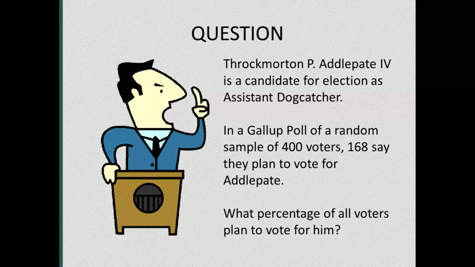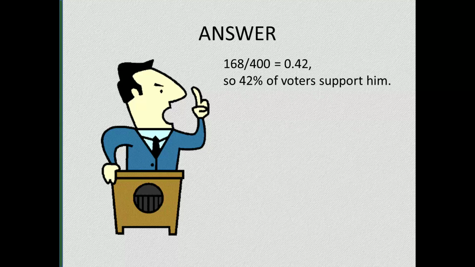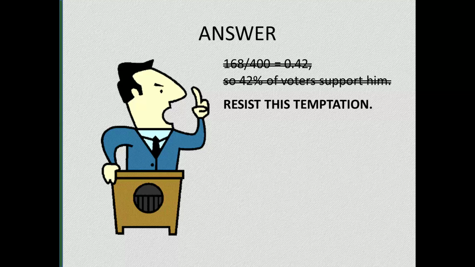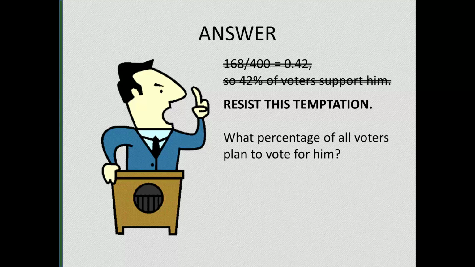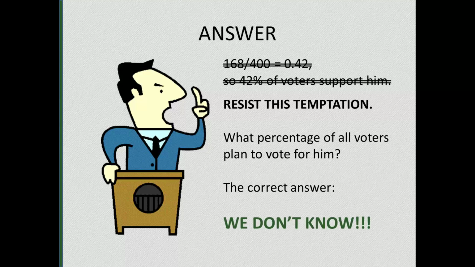Now, you may be tempted to answer the question, well, 168 over 400 is 0.42, so it looks like 42% of voters support him. You may be tempted to answer that way, but you need to resist that temptation. Why? Remember the question. The question was, what percentage of all voters plan to vote for him? And the answer to that question is, we don't know!